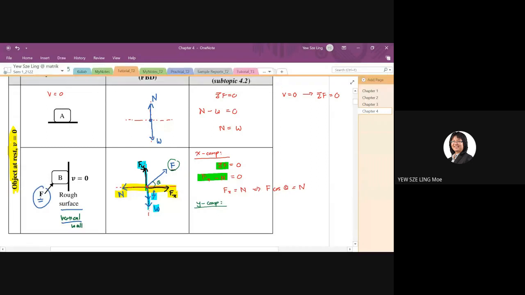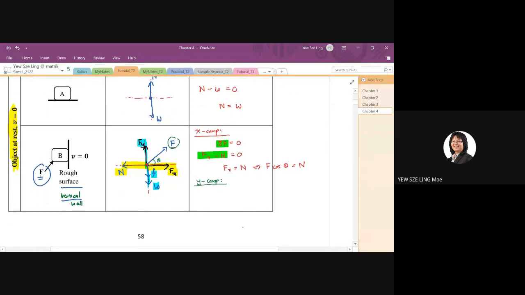So let's look at the y component. Now I have 3 forces. So how am I going to solve it? Same concept. You use positive value minus negative value. So the positive value is my Fy because it's going up.